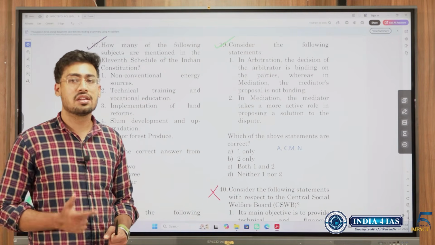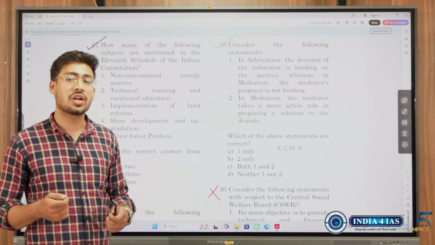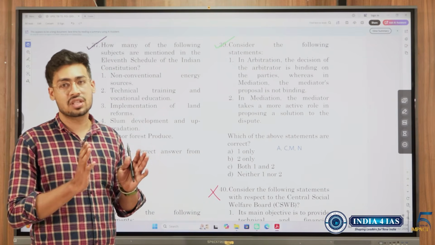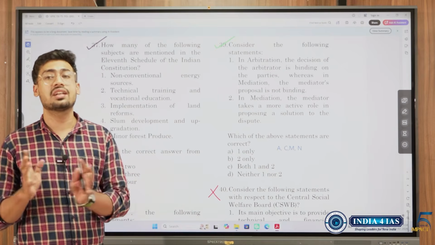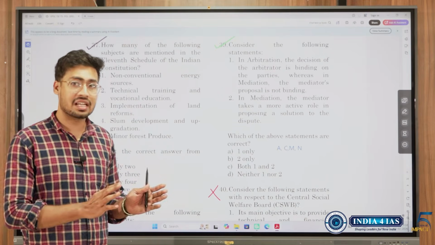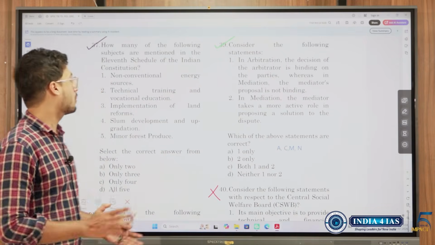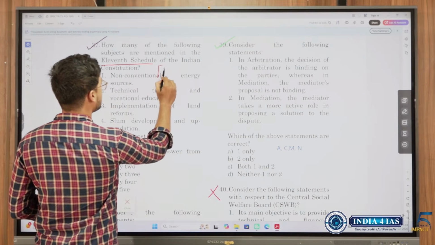So in these cases, instead of rote learning, instead of complete memorization, try to understand. Take each of those subjects. When you read each of those subjects, think why it is under PRI, why it is under Panchayat Raj, why these subjects are under urban local bodies, why not under PRI, why not under ULB. This is what you must do. For example, here in the 11th schedule, Panchayat Raj institutions.